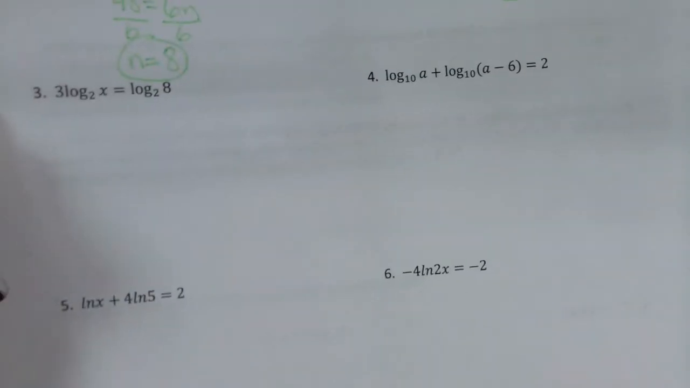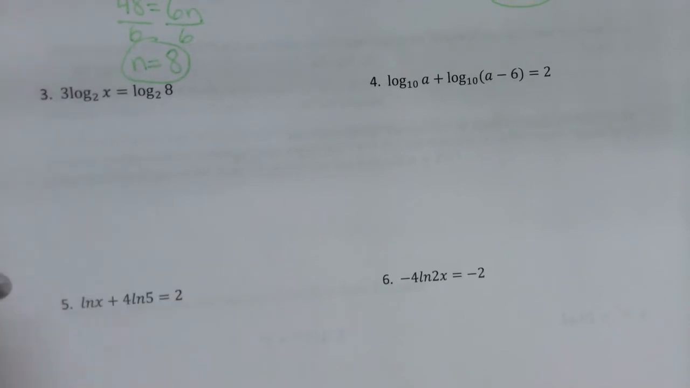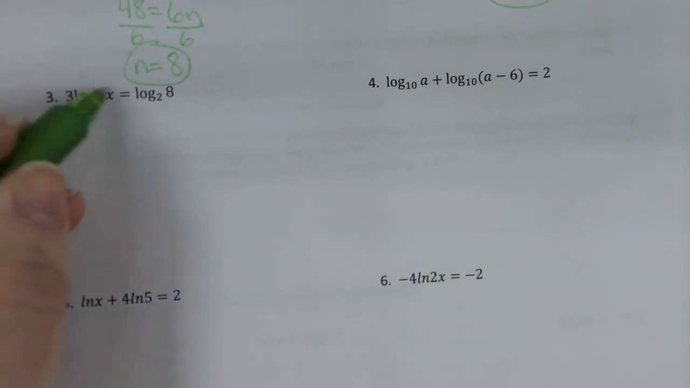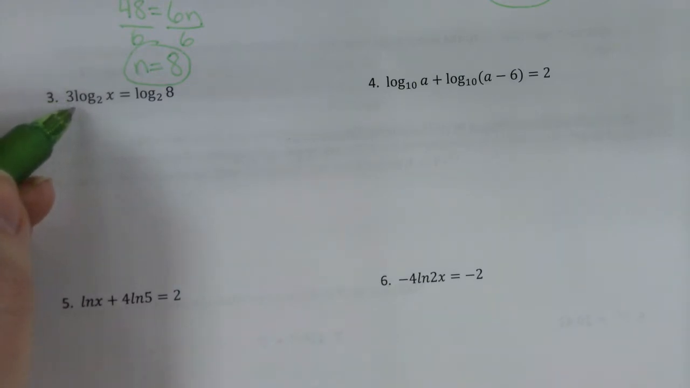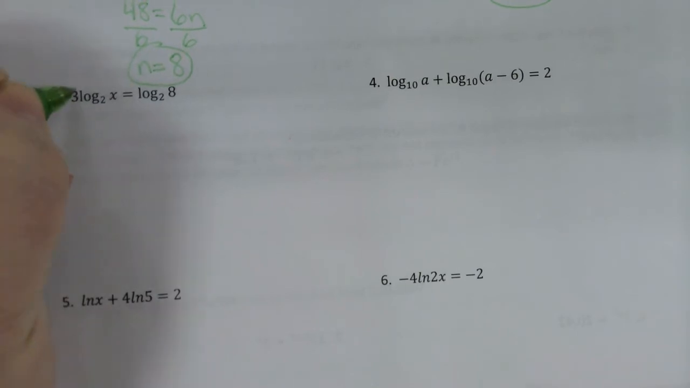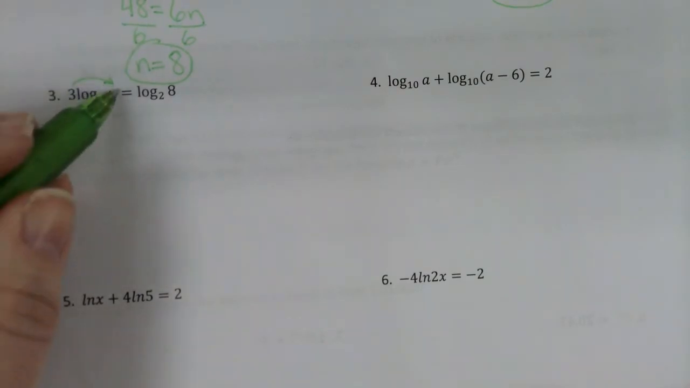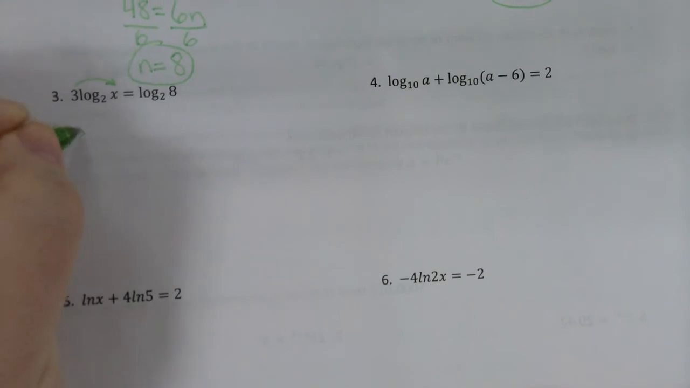Number 3. Now, number 3, it looks to be like I have a simple logarithm equation, but there's one issue. I don't have a log that's alone on the left side. There's a number that's being multiplied in front, a coefficient. That means that I need to use the power property in order to simplify this before I can use simple logarithms to solve. Remember, when we have a coefficient, it becomes the exponent of my argument.